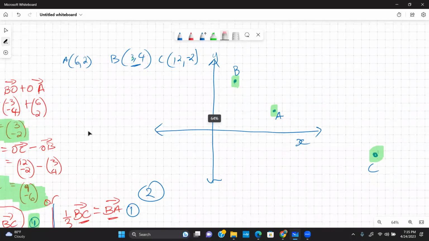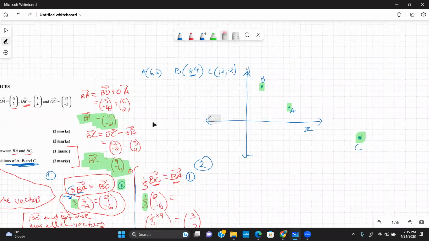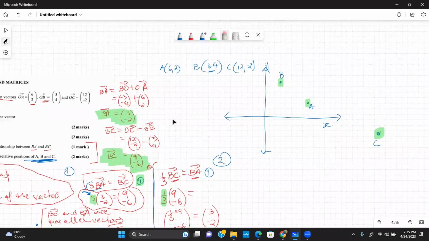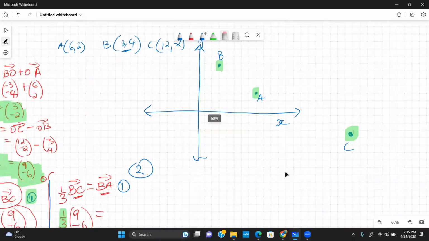Take a look at those quickly. But it's A, B, and C.